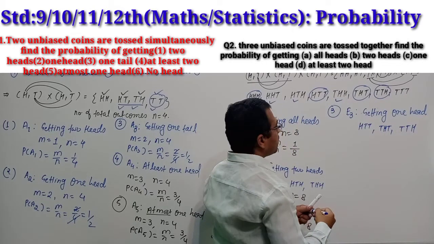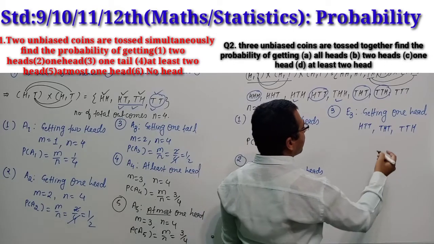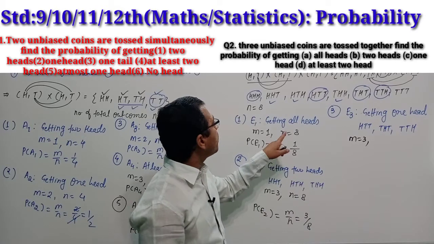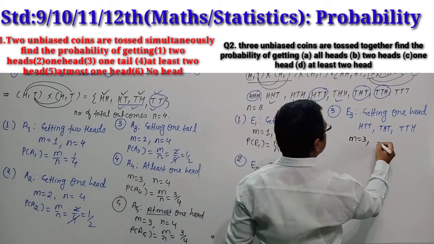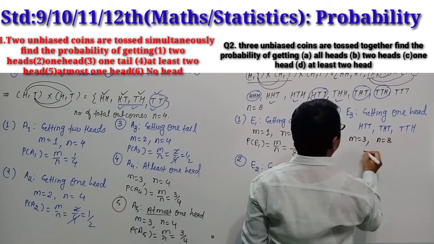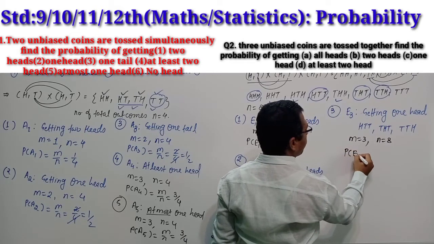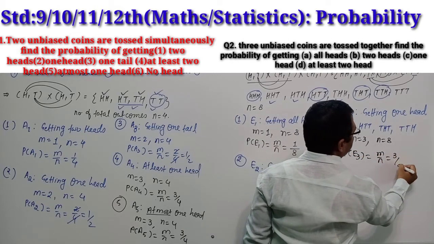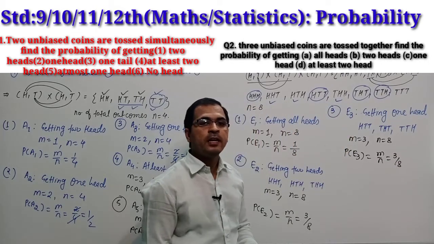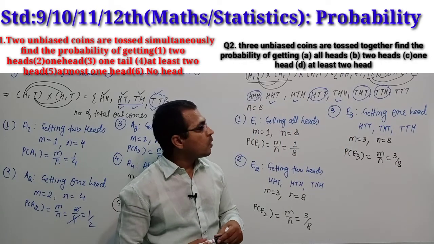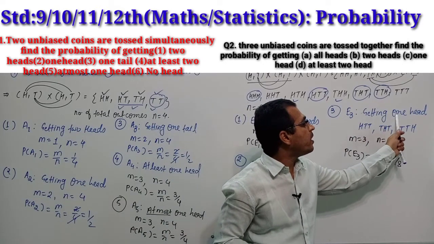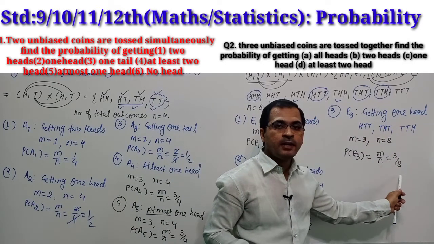So students, the total number of favorable events, M, is equal to 3, and the total number of events, N, is equal to 8. So P of E3, M by N, is 3 by 8. So finally you can conclude that if 3 coins are tossed simultaneously, the probability of getting one head is 3/8.